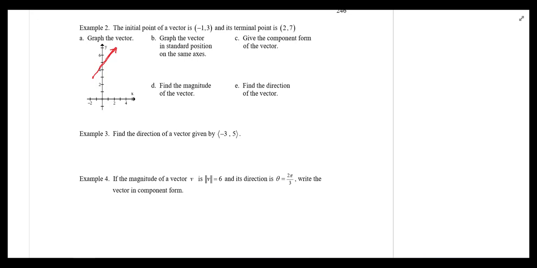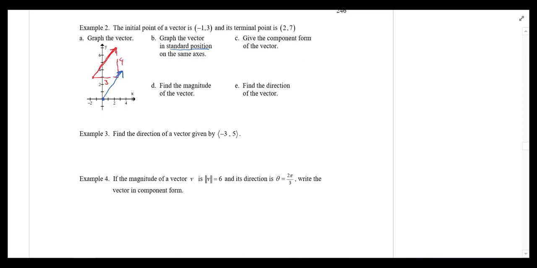So when I do part B, graphing in standard position, what I mean now is I want you to translate that vector and make it start at 0, 0. And we know that if you think about it, the components here, it looks like it goes 1, 2, 3 to the right, and then 1, 2, 3, 4 up. So I want to do the same thing here now, 3 to the right, 4 up. And then here is the vector for B. Oh, I just did part C for you.